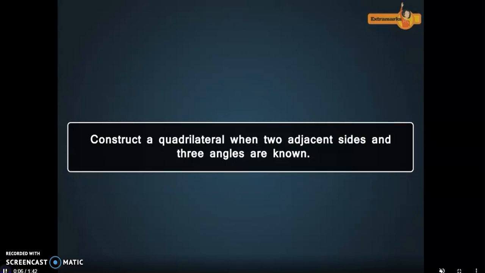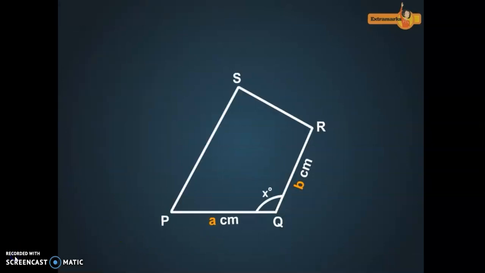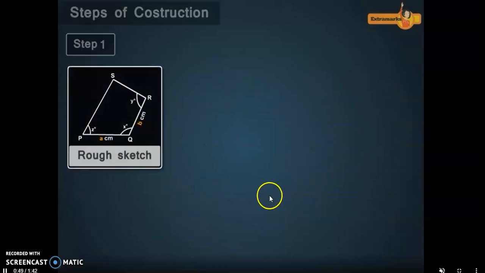Yes, children, it is about constructing a quadrilateral when 2 adjacent sides and 3 angles are given. First, draw the rough sketch, as we usually do, and name the vertices P, Q, R, S. In this rough diagram, you should mark the given measurements. Here, in general, they have stated the sides as A, B and all the 3 angles as X, Y and Z. And let us start with the fair diagram. Draw the line segment PQ, A centimeter.